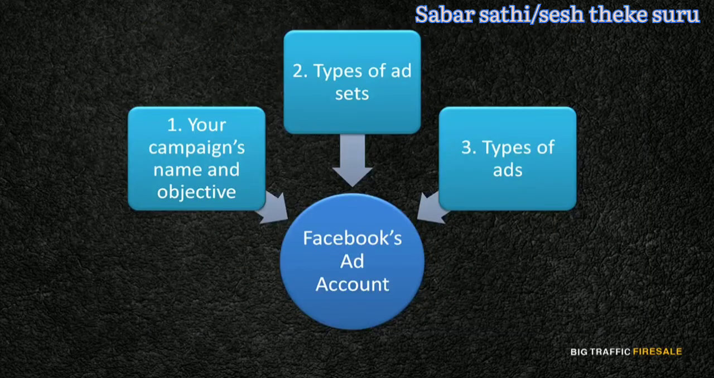The ad account functions to organize your advertisements according to your selected campaigns and their respective goals. There are 3 main categories which the Facebook ad account uses to organize your ads. 1. Your campaign's name and objectives. 2. Your ad sets, which include targeting, budgeting, bidding, placement, and schedule. 3. Types of ads, which include copy, images, media, and destination.